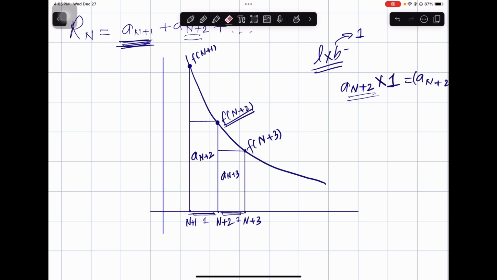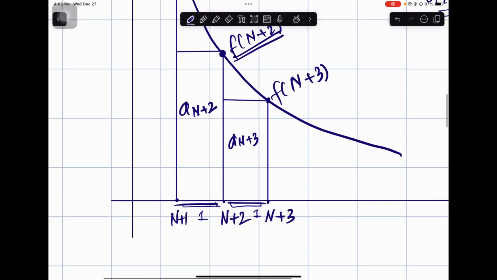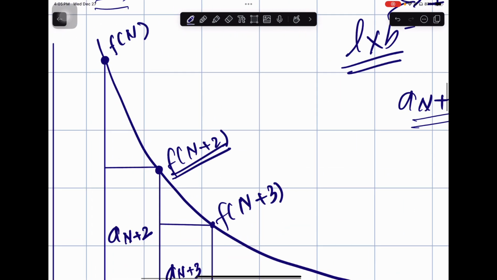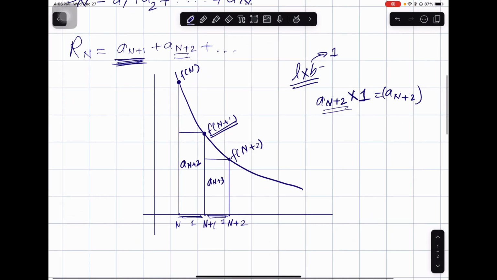So what we can do is, let's just say this is f(n). Let's start with f(n), then n+1, n+2. So this way, this would be n+1, this would be n+1, this would be n+2. It's the same thing. I've not changed anything. It's still the same thing.